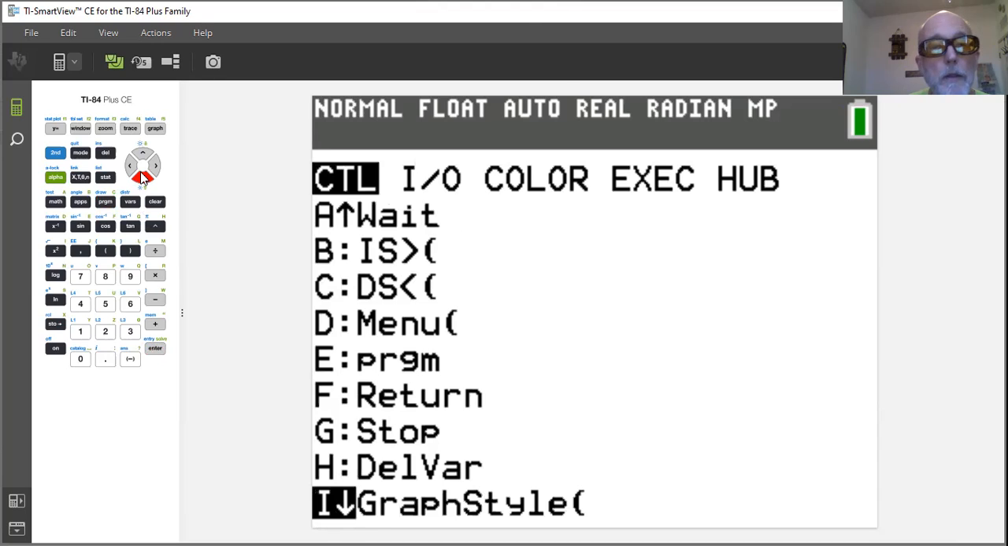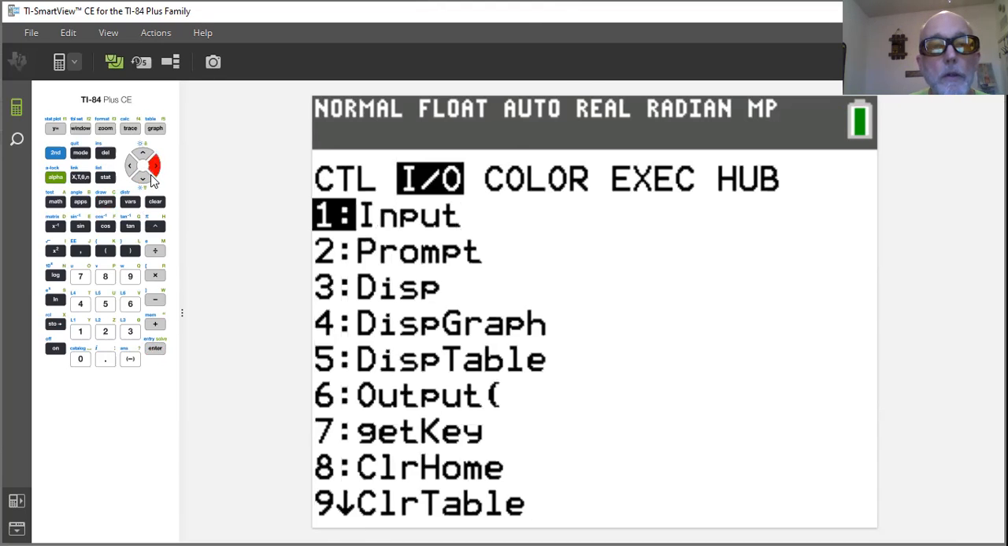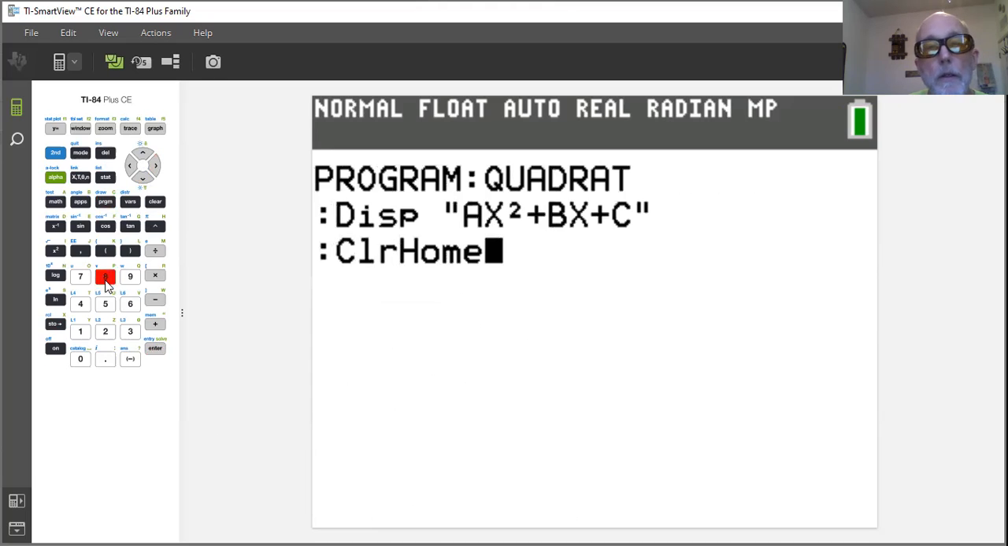It must be clear screen. So we're going to get out of here, over here. Oh, clear home is right there, number 8. So I'm going to hit number 8, clear home. That's always a good starting place.